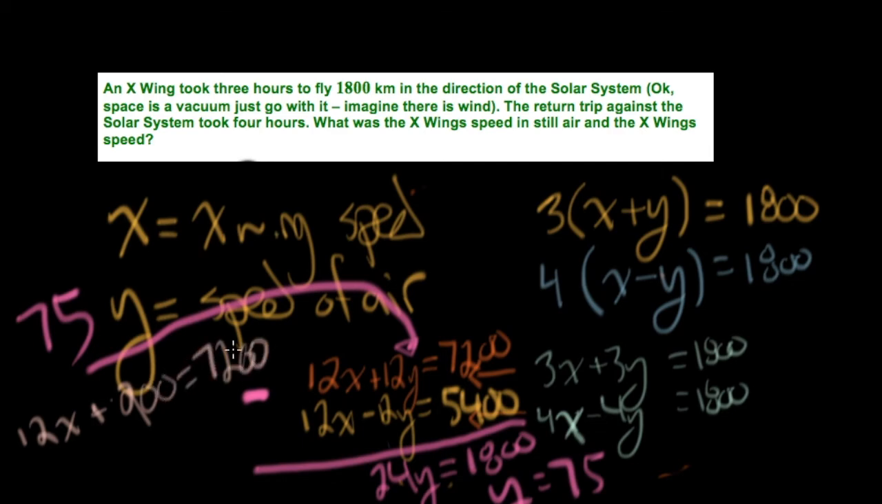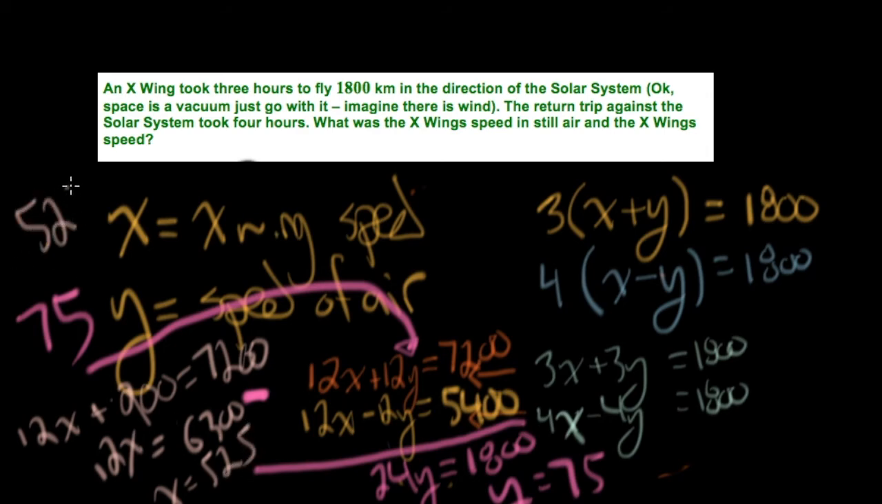And I would subtract 900 from both sides, and I would get 6,300, and that would be equal to 12x. I would divide by 12, and I would get x is 525. And that's going to be the speed of my x-wing, which sounds about right. So my x-wing was traveling at 525 kilometers an hour with an extra speed of 75 from the wind.